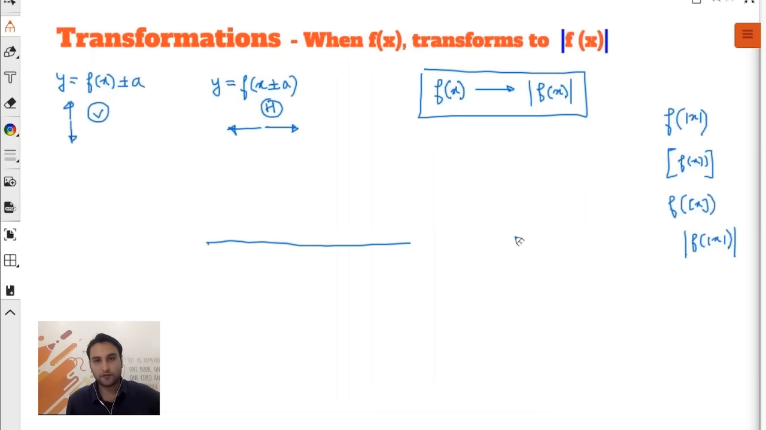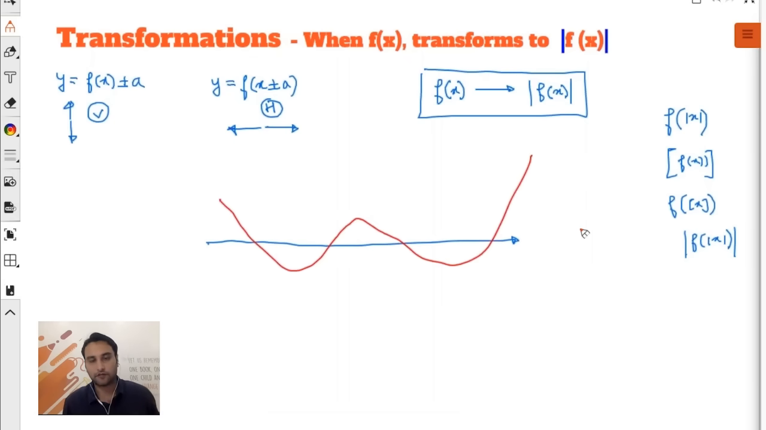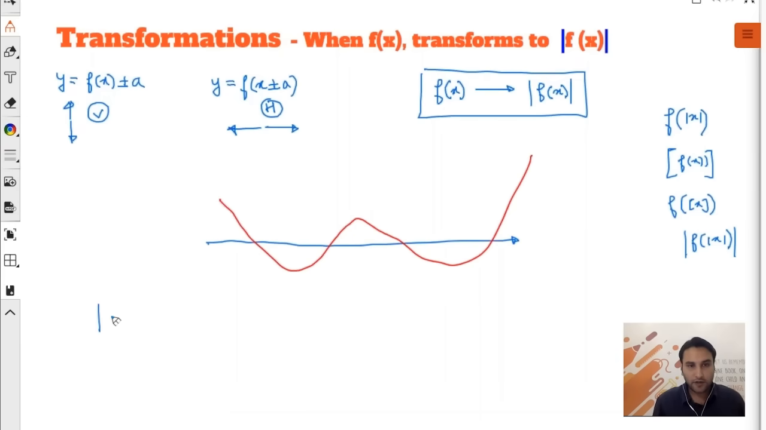So let's take a graph. To illustrate, let me take a graph. Let us say this is some graph, whatever graph. Now, let's look at this modulus function. If I do modulus of x, actually, you know what? This modulus is a Baba function.